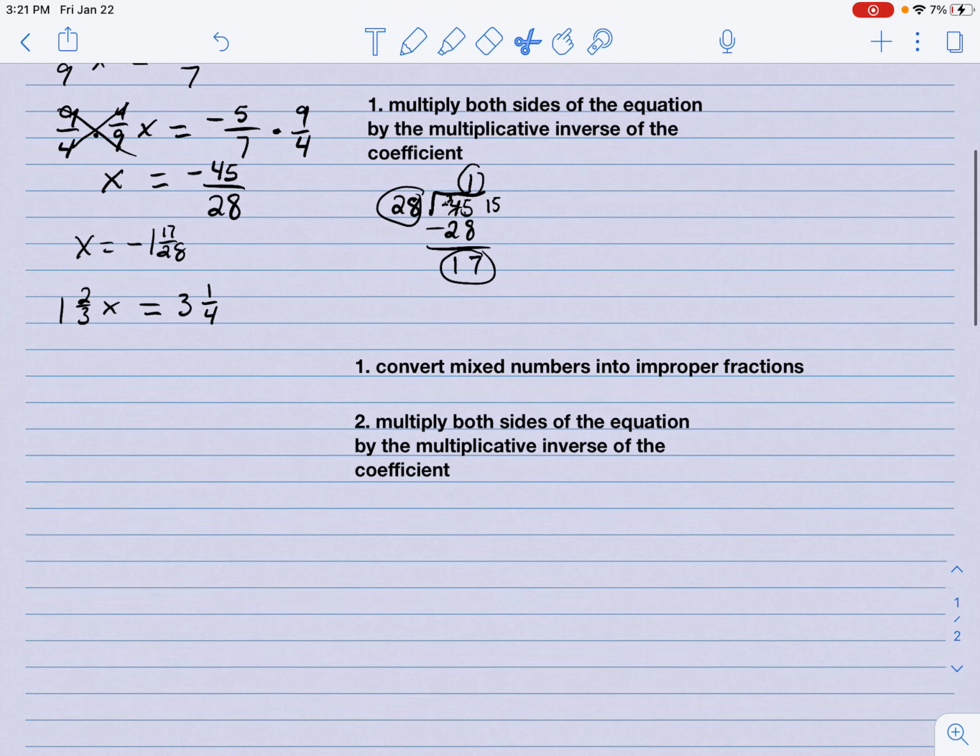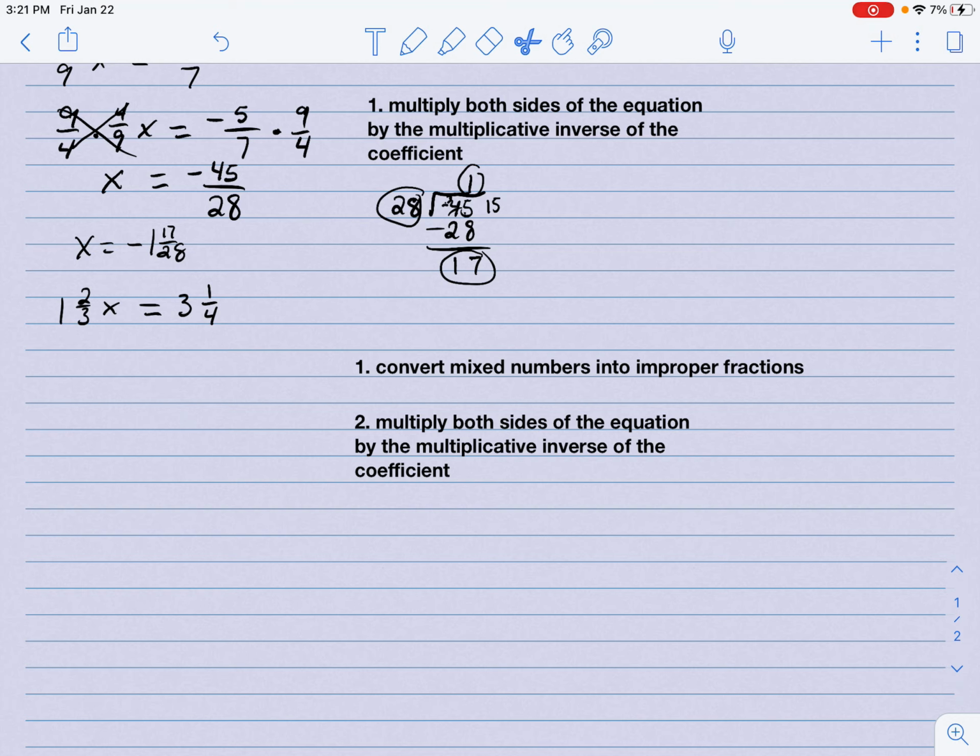Okay, last one. So we're going to follow the same steps, but on this one, first we need to convert the mixed numbers into improper fractions. In order to multiply mixed numbers, you have to convert them into improper fractions first. So once again, it's the denominator times the whole number plus the numerator. That'll give you your new numerator. So 3 times 1 plus 2 is 5. Denominator stays the same, so 5/3 x equals, so 4 times 3 is 12, 12 plus 1 is 13, 13/4.